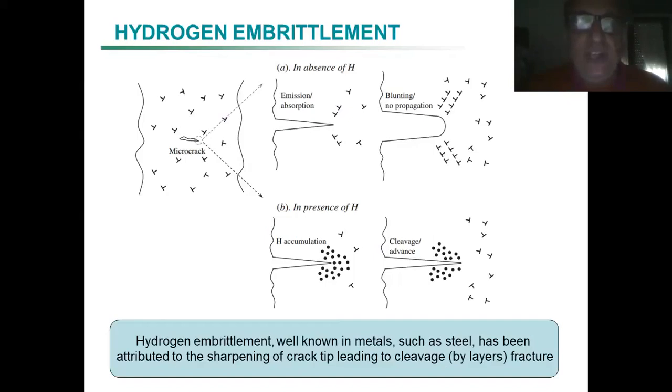If you have a sharp tip and there is no hydrogen, as time goes by, it tends to be blunted because the steel or metal has some ability to self-repair the lattice. The lattice tends to rearrange in order to blunt the crack.